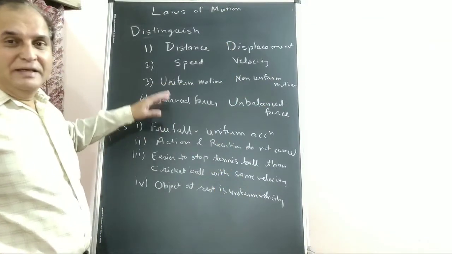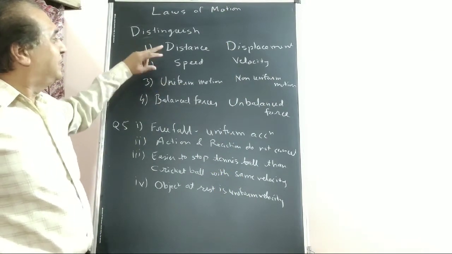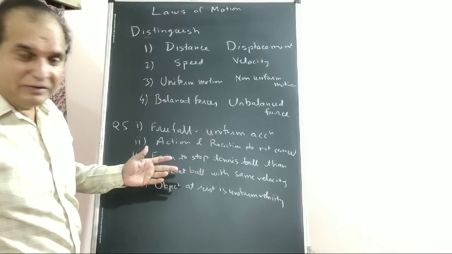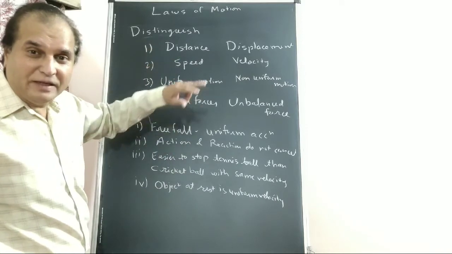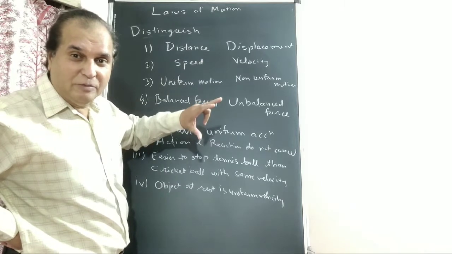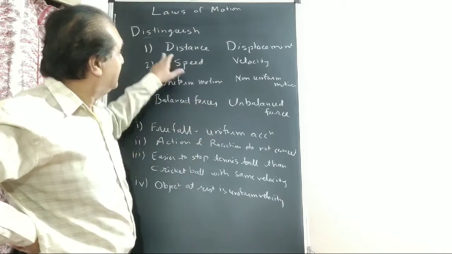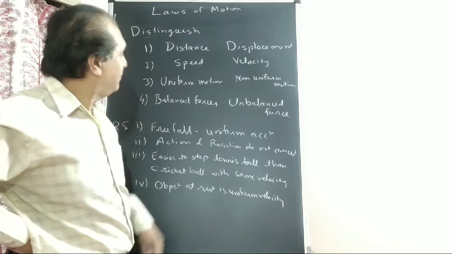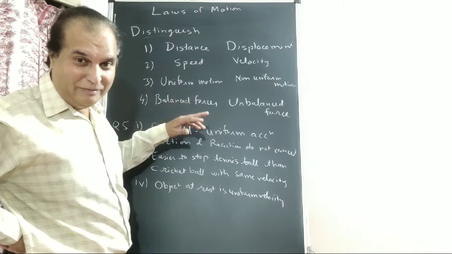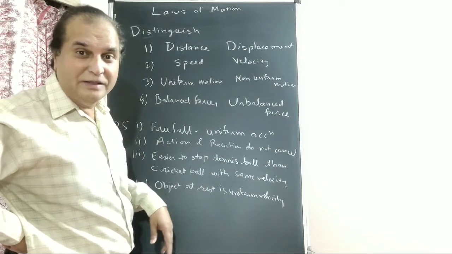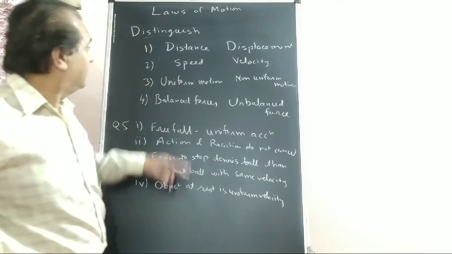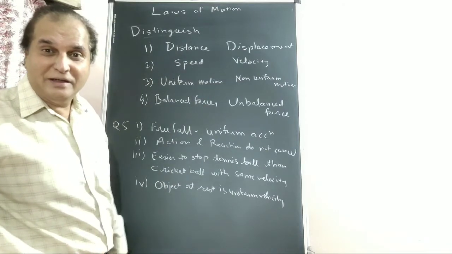You should also know the distinction between distance and displacement, which we have already discussed. Distance is the length of the actual path traveled, but displacement is the direct length between the initial position and final position. This is a scalar quantity, this is a vector quantity. Speed is distance upon time, the rate of change of distance. Velocity is displacement upon time, the rate of change of displacement. One is scalar, the other is vector.